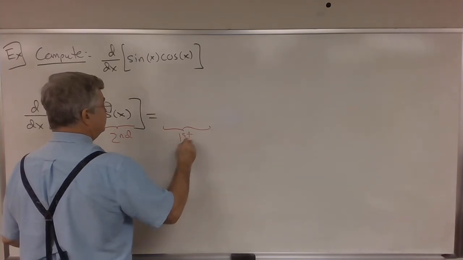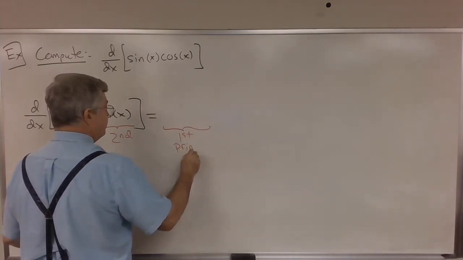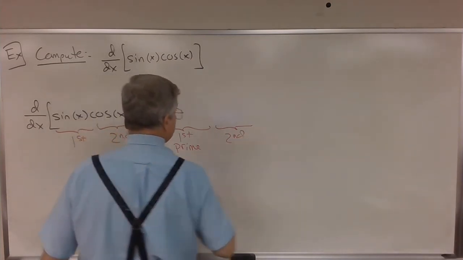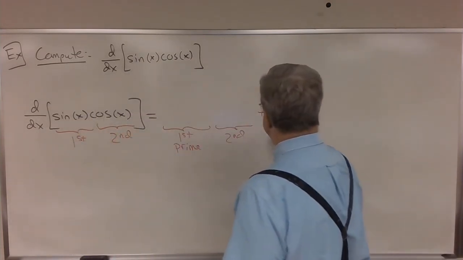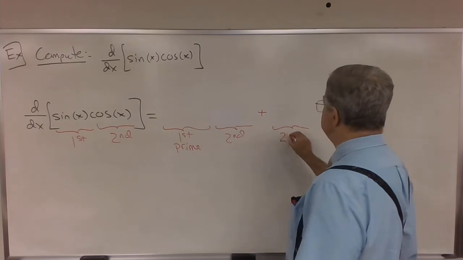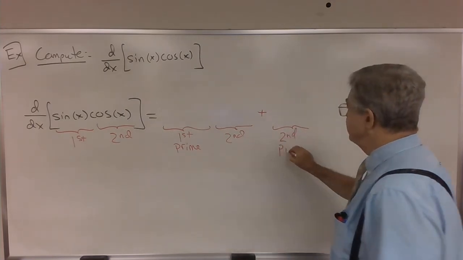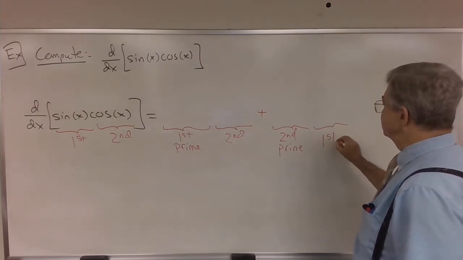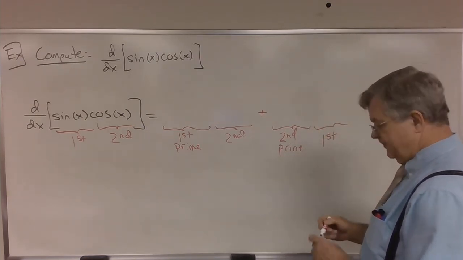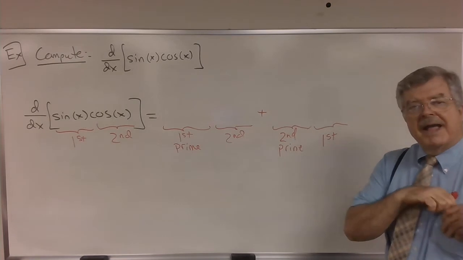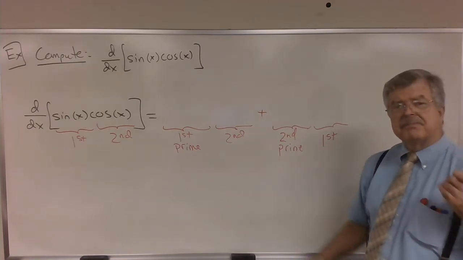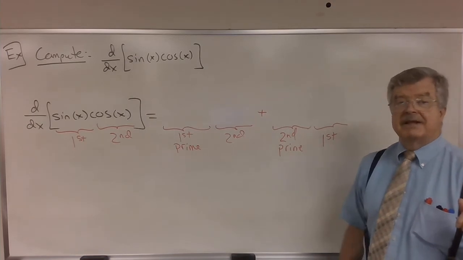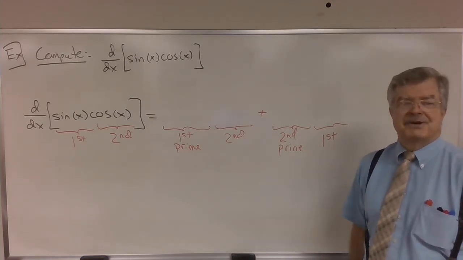So here's first prime times the second plus the second prime times the first. I have a template all laid out. All I have to do now is fill in the blanks. What could be easier?